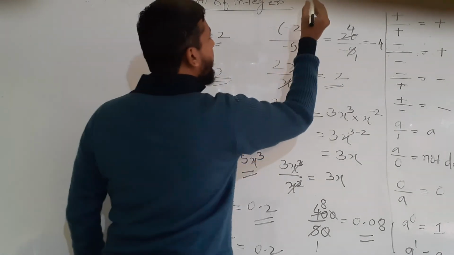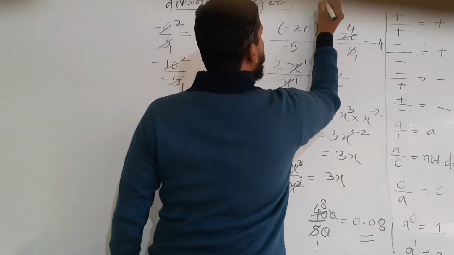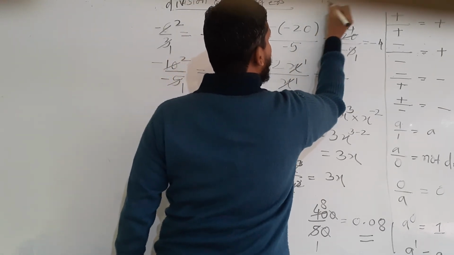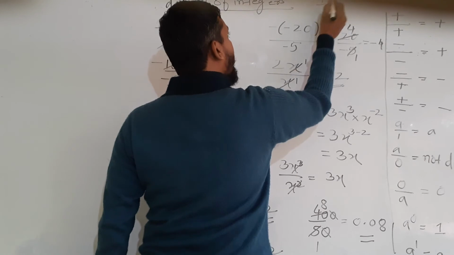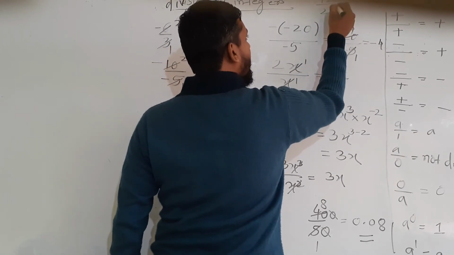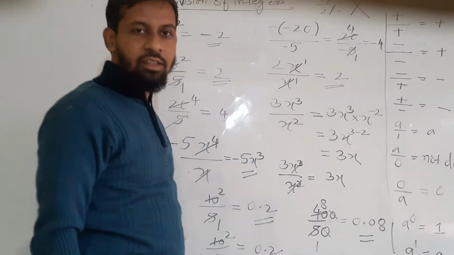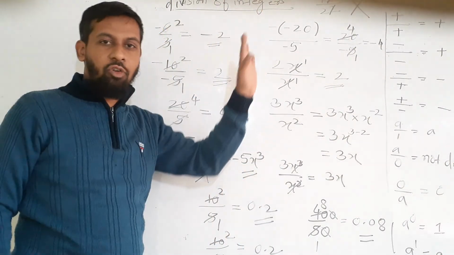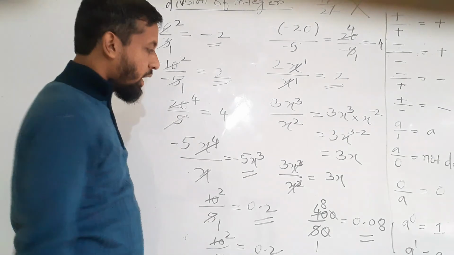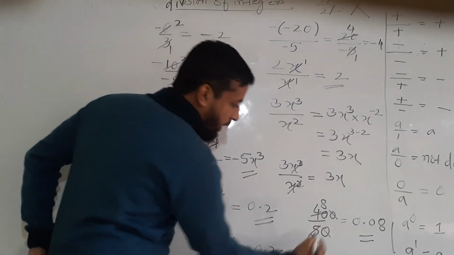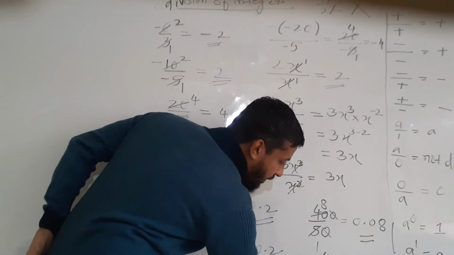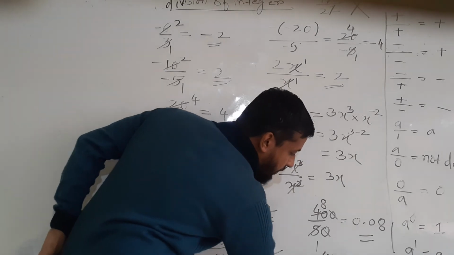See here, one more thing. Some students do mistake like this. 12 divided by 22. 2 and 2 get cancelled. Wrong. It is not correct. If you do like that, people will laugh on you. It's not correct. Actually, what is it? This is 40 divided by 50. Okay.